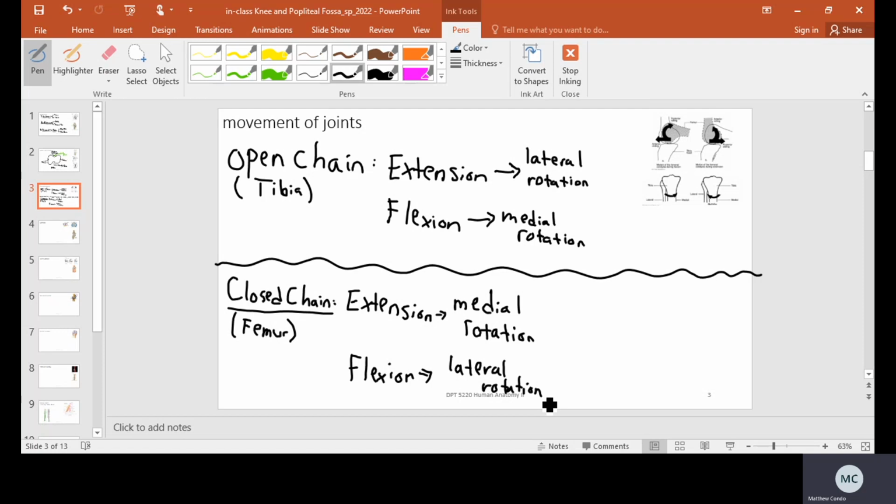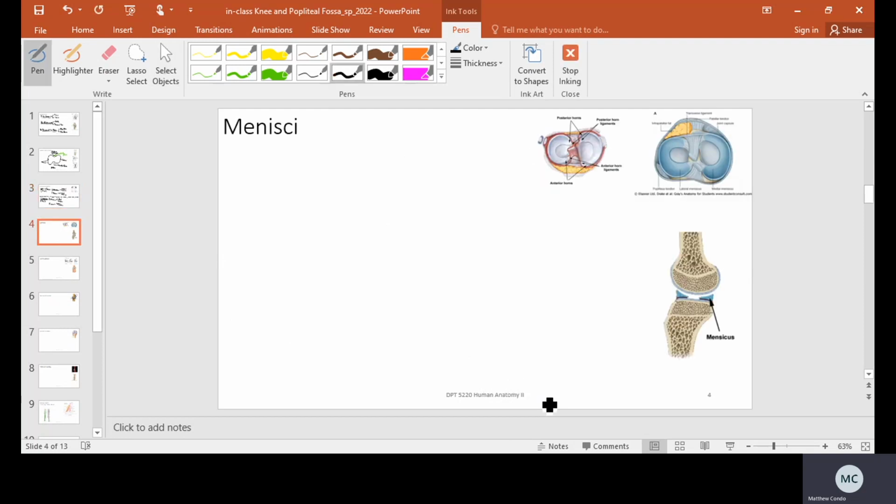Okay. Any other questions about screw home mechanism? Especially when we get into functional lab, when we get into some of the other stuff we're going to cover in this section, I really want you to know this because this trips up students every single year. Okay? No pun intended. Somebody got it.